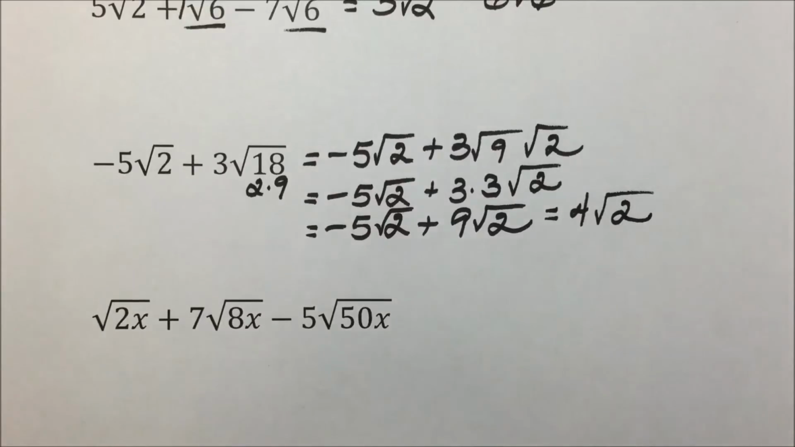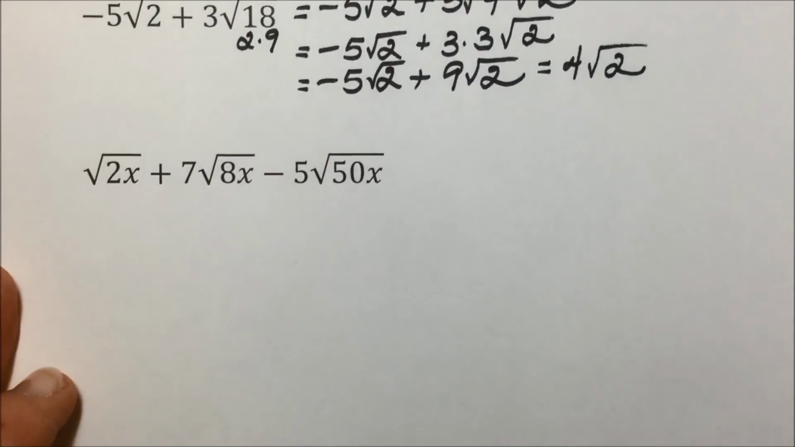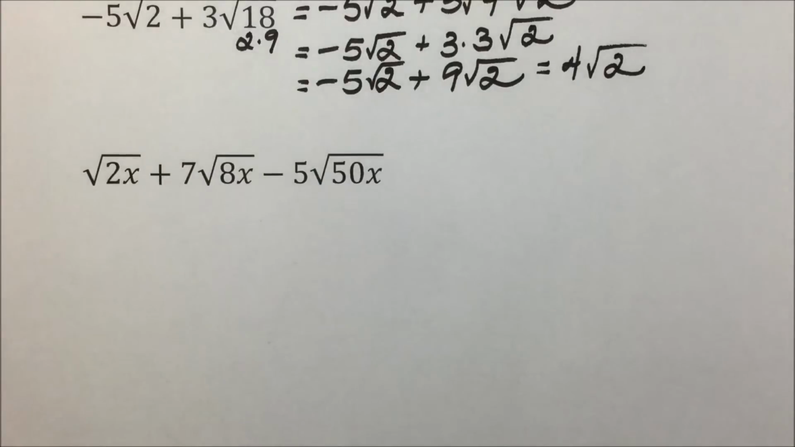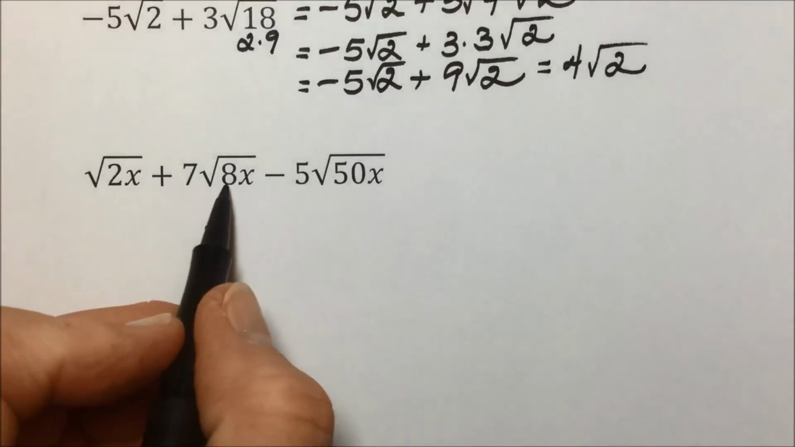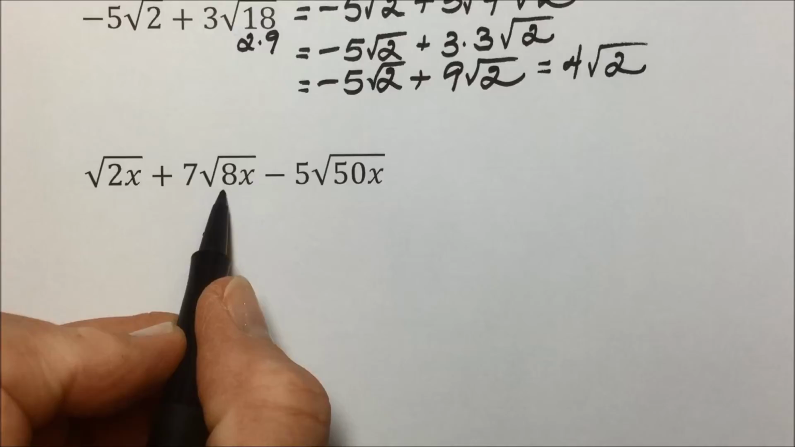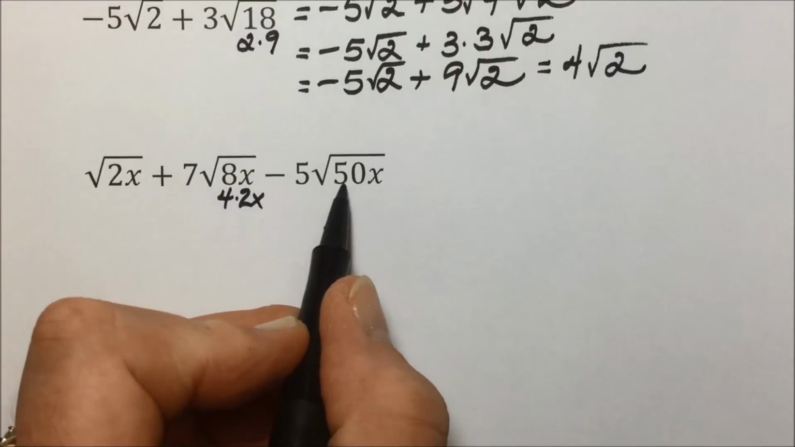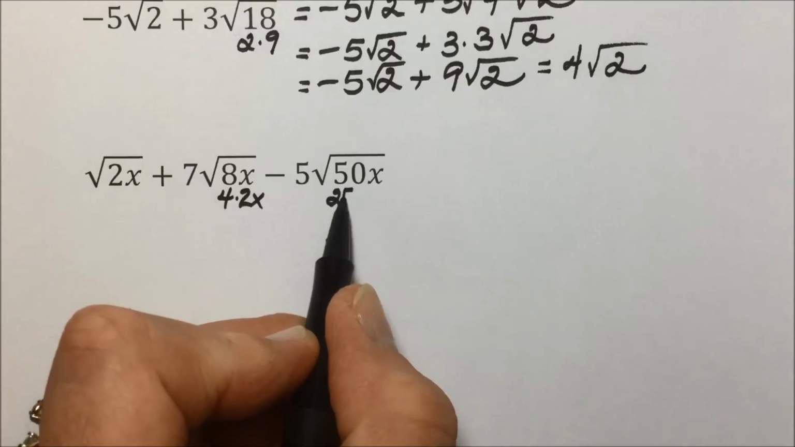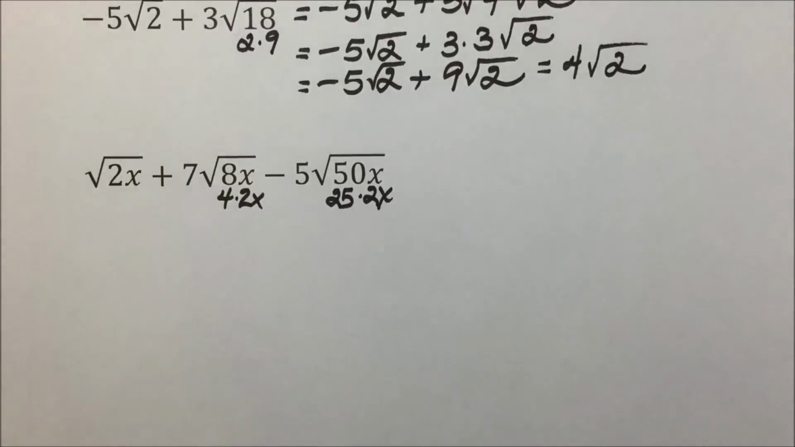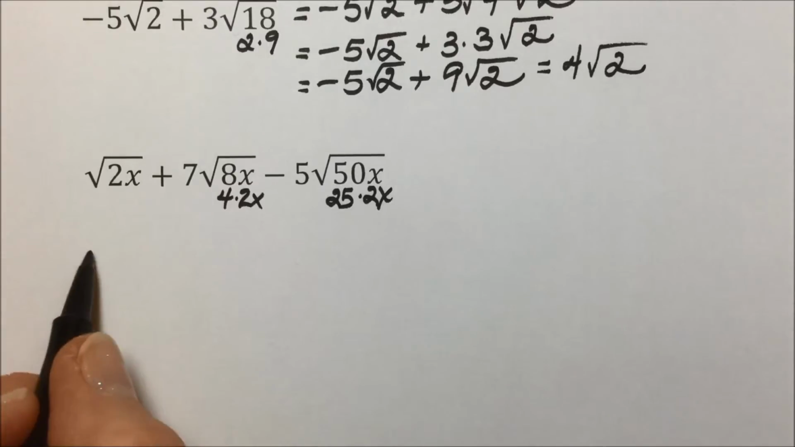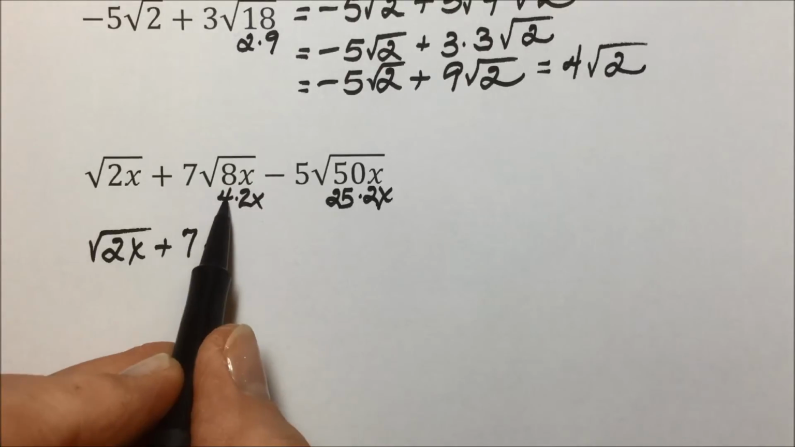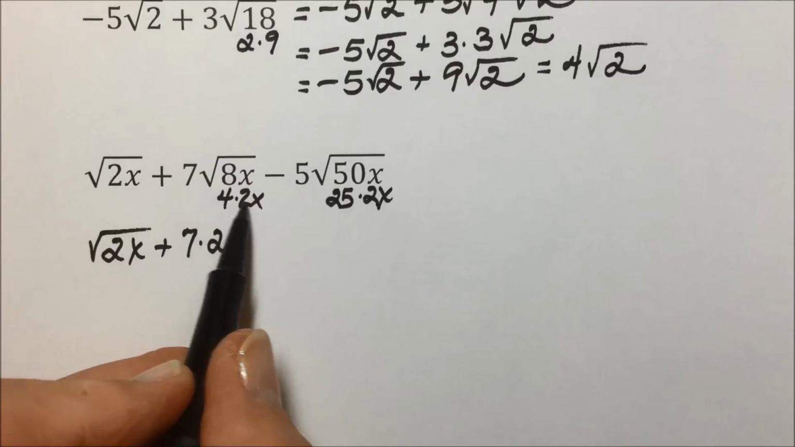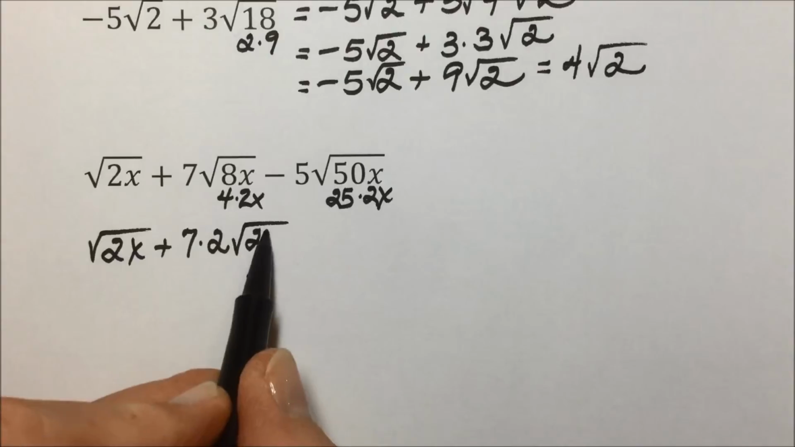Similarly, in this last example here, on first inspection, they don't look anything alike, but if we simplify 8 and break it down into a 4 times 2x, 50 could be thought of as a 25 times 2x, and simplify from there. First term, there's nothing to simplify in that radical. We have the 7, square root of 4 will bring out a 2, since square root of 4 is equivalent to 2 squared, leaving the 2x underneath the radical.